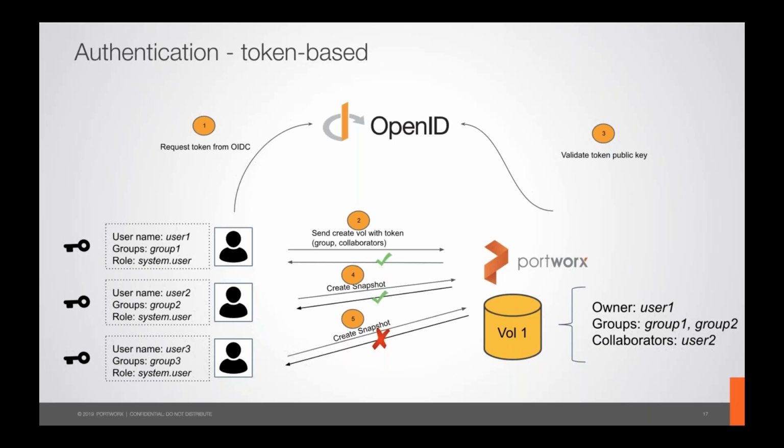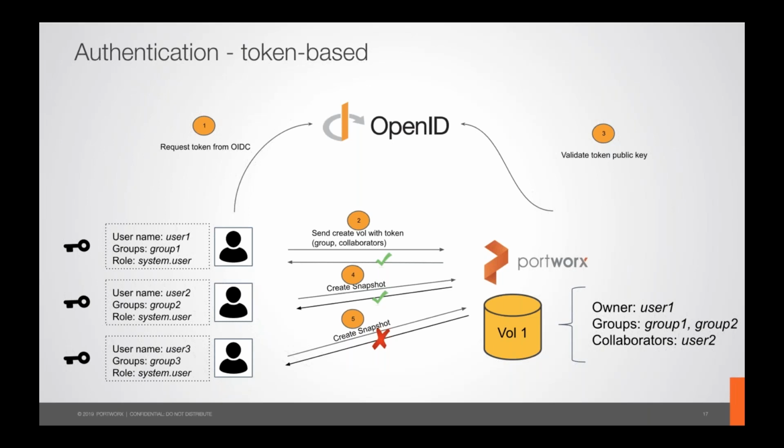Once the user has provided the token, what Portworx does in the background is validate the token's public key with the OpenID provider and make sure the user is who he says he is, and then it grants access to the user. So once the user is able to create the volume, he can go on and he's the owner of the volume.